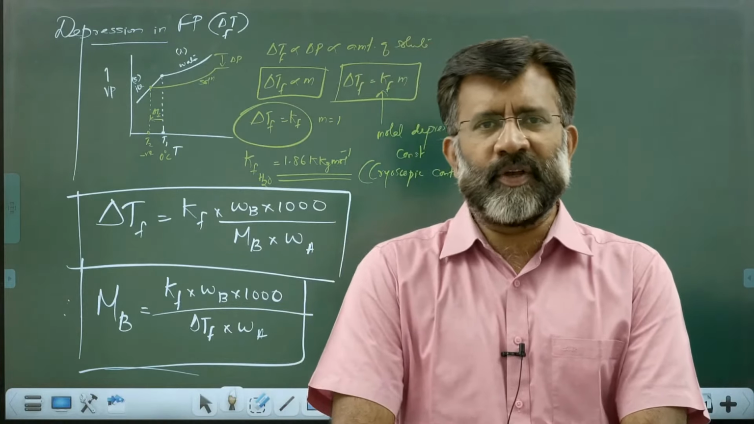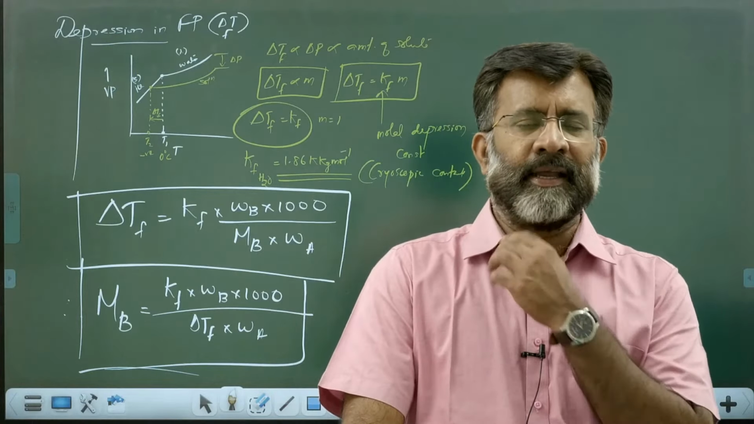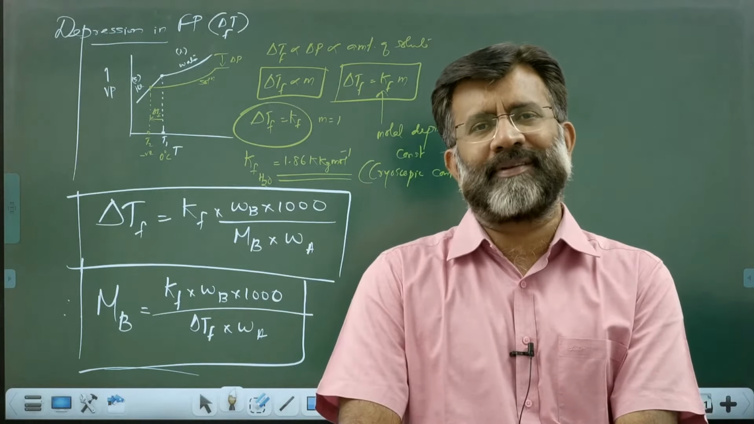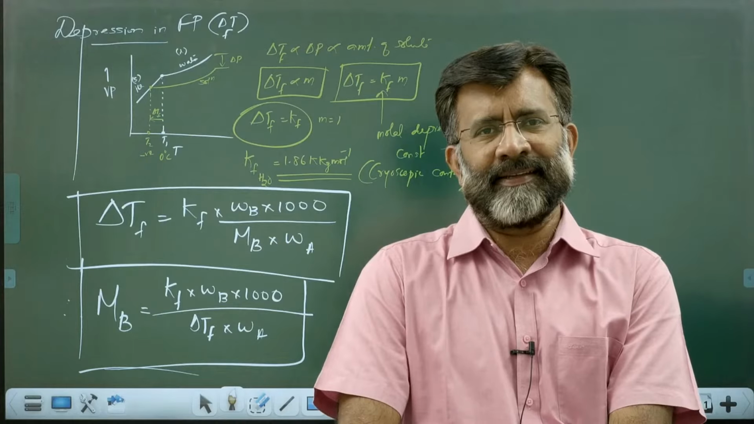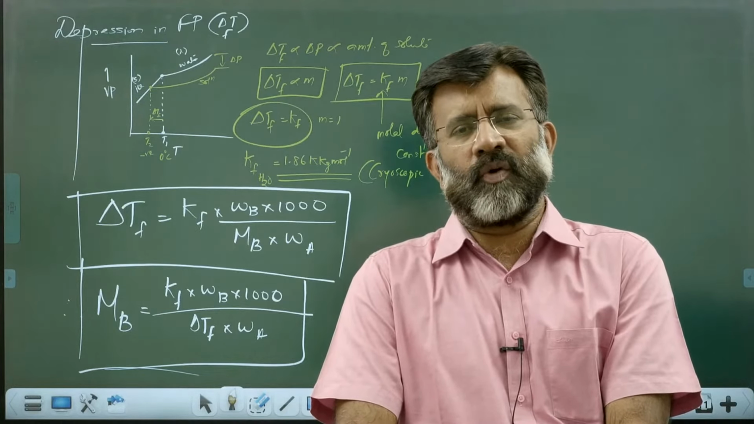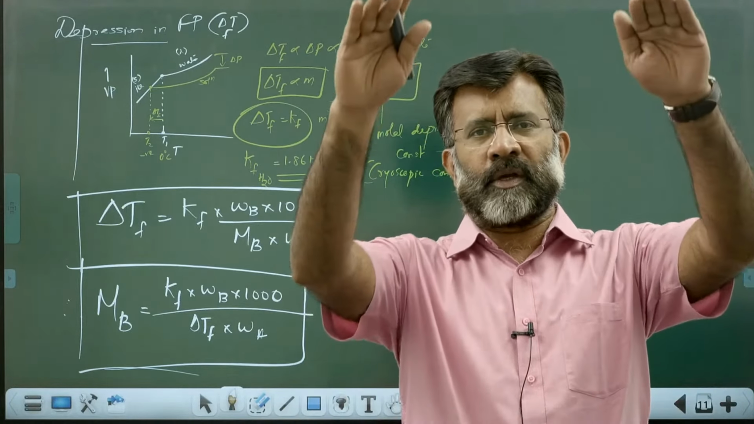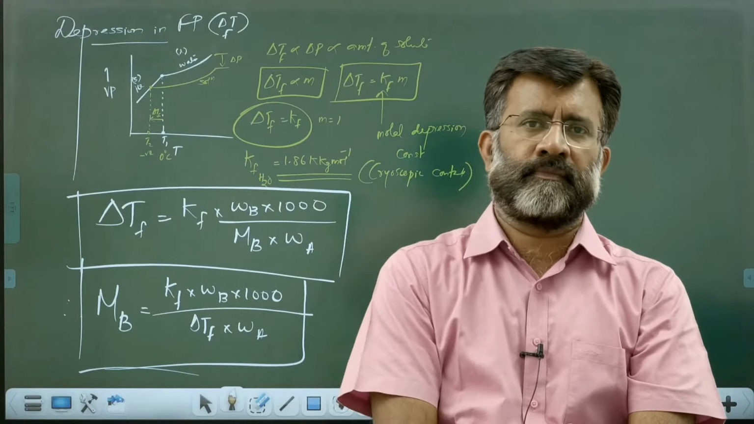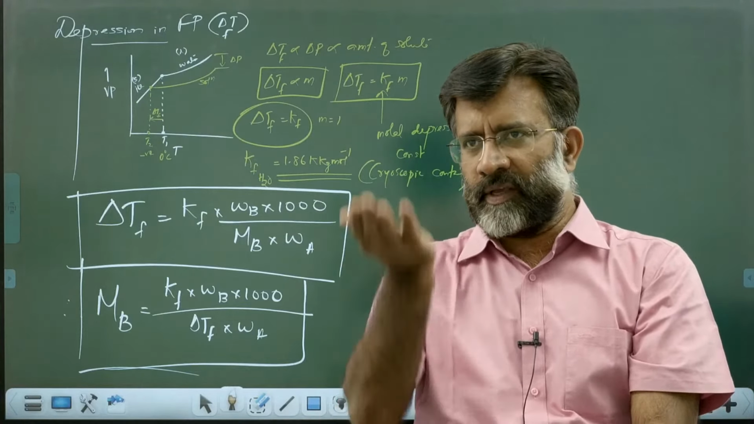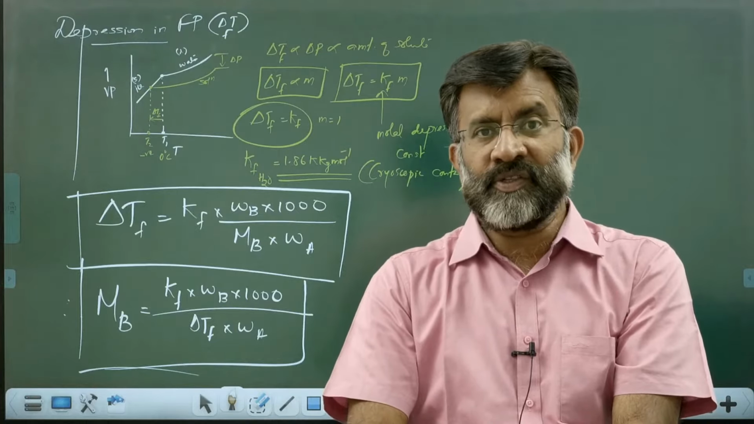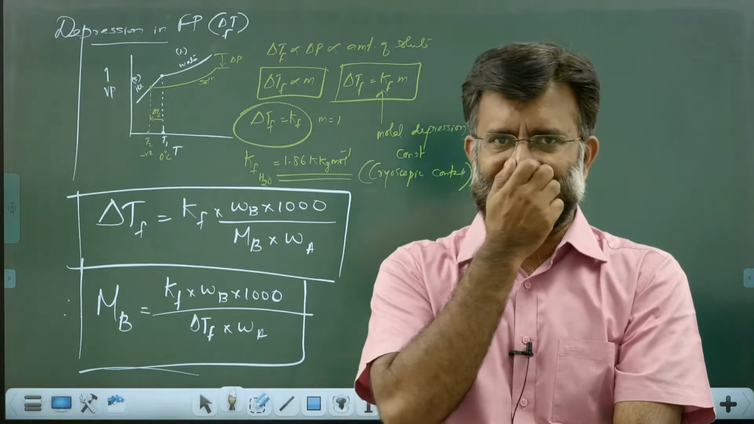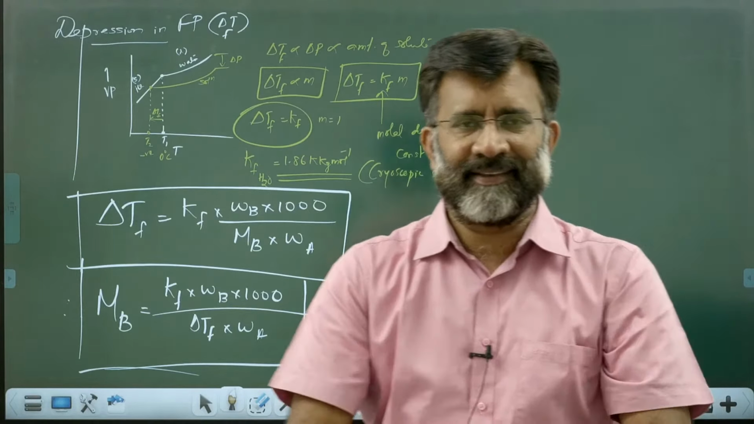There it is elevation in boiling point. Here it is depression in freezing point. So upon addition of a non-volatile solute, vapor pressure will decrease, boiling point will increase, and freezing point will decrease. Hope you get it, right?